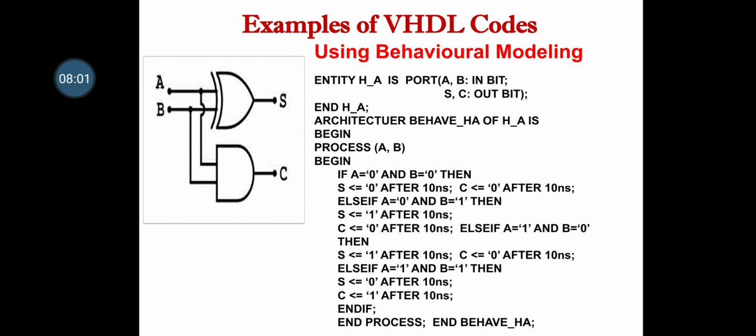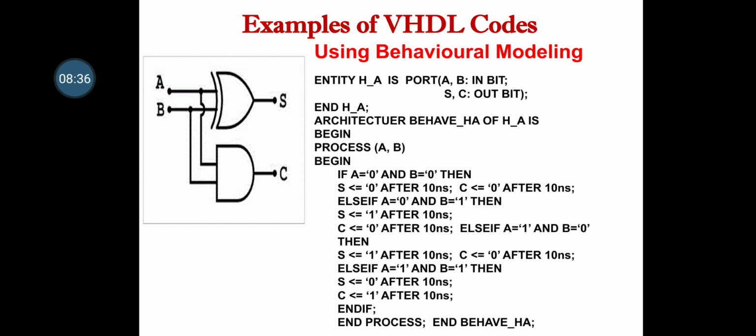Inside the process you have to declare the sensitivity list, which must contain all the inputs. Here A, B are the inputs, so A, B are declared inside the process, then the begin word, and here we have used an if statement. The truth table is declared here. If A is equal to 0 and B is equal to 0, both are 0, so sum is 0 and carry is 0. Sum is assigned 0 after 10 nanoseconds and C is assigned 0 after 10 nanoseconds. Else if A is 0 and B is 1. All four options of the truth table: 00, 01, 10, 11.